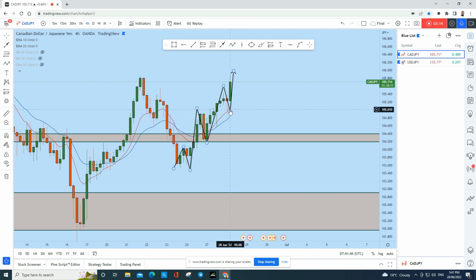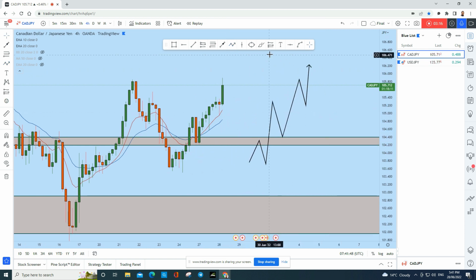If you analyze this market structure on the 4 hour time frame, you see that the price tested the previous resistance as a support, and then there was another impulse. Again the price came back to the previous resistance, tested it as a support, and we see that the price is now pushing higher.